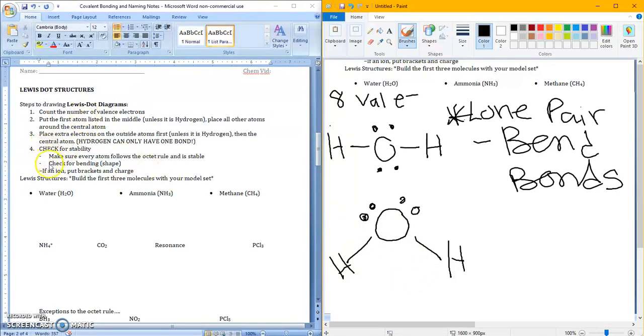So now I'm done with number 4. Oh, the third step. If an ion, put brackets and a charge. This is not an ion, it's a molecule, right? And we'll get to this third one in a bit, okay? So this is the correct Lewis dot structure for water.